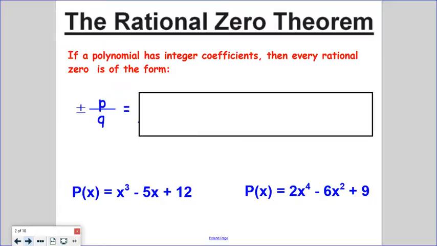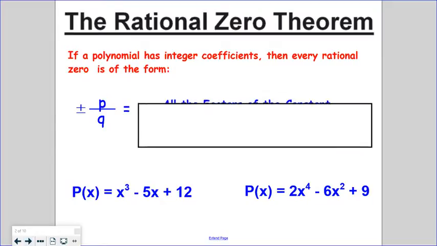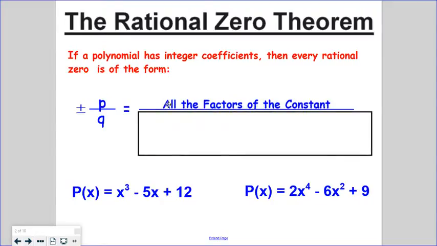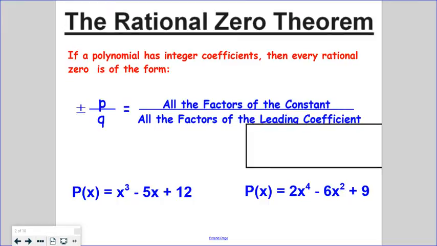So how do we make that list? P is going to represent all the factors of the constant. So if we use this polynomial as our example here, that would be all the factors of 12. The top of the fraction would be all the factors of 12. The bottom of the fraction is all the factors of the leading coefficient. So the number in front of our leading first term becomes all of the numbers we will use for Q.